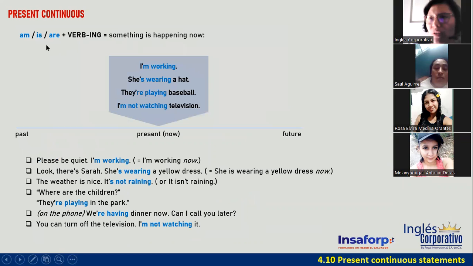Now, also over here, right? We have the usage. Esto representa, chicos, la línea del tiempo. Look, past, present, and future. When you use present continuous, you're using the now, the current time, tiempo actual, ¿verdad? Please be quiet. I'm working now. Look, there's Sarah. She's wearing a yellow dress. She's wearing a yellow dress now, right? The weather is nice. It's not raining. So it's not raining now.